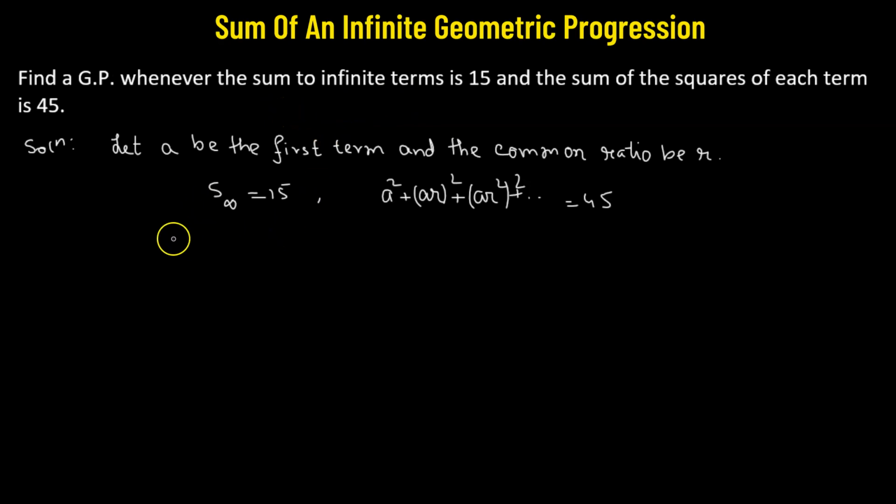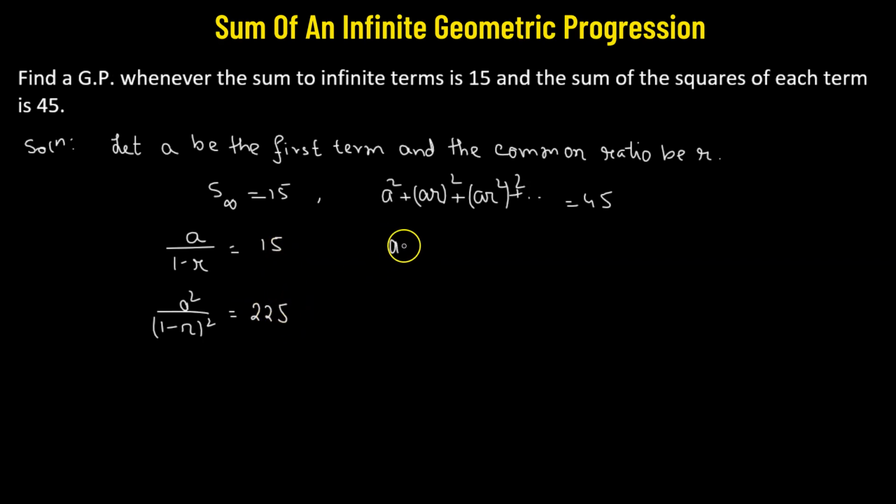So let's begin. We know that the sum of the infinite terms of a geometric progression is given by the first term divided by 1 minus r equals 15. If we square both sides, we're going to get a squared divided by 1 minus r whole squared equals 15 squared, which is 225.